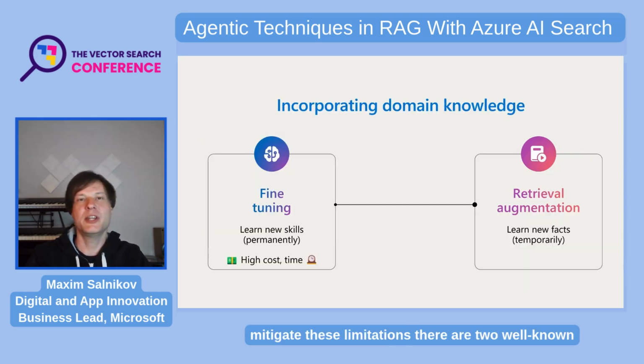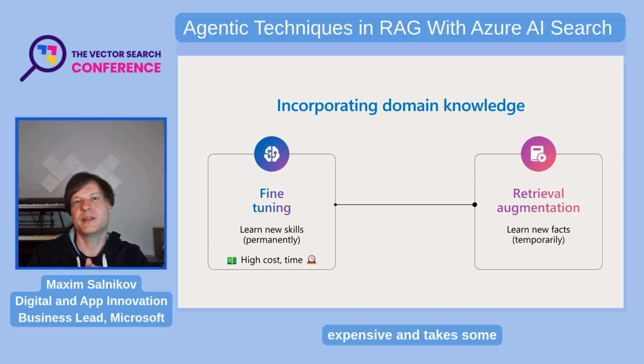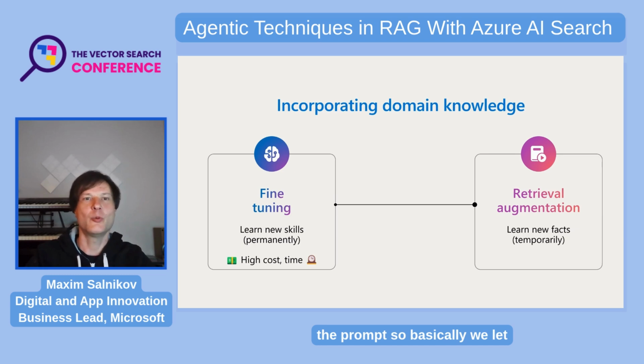To mitigate these limitations, there are two well-known techniques on how to actually incorporate domain knowledge. Fine-tuning, perfect technique, but could be quite expensive and takes some time to fine-tune the model, to rearrange the weights. Basically, we get another model as output. And another technique, maybe it's more popular, it's kind of mainstream for building LLM-infused applications, it's retrieval augmentation, when we inject these pieces of knowledge straight into the prompt. So basically, we let LLM learn new facts temporarily.